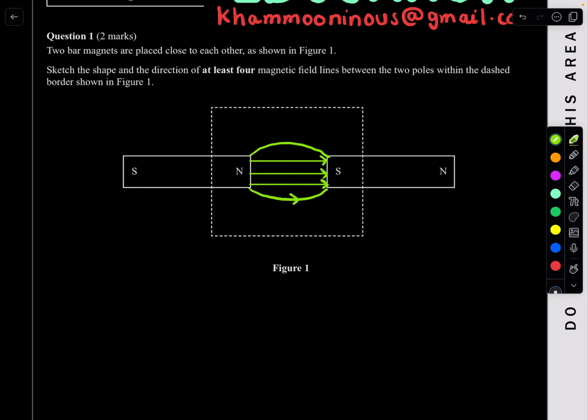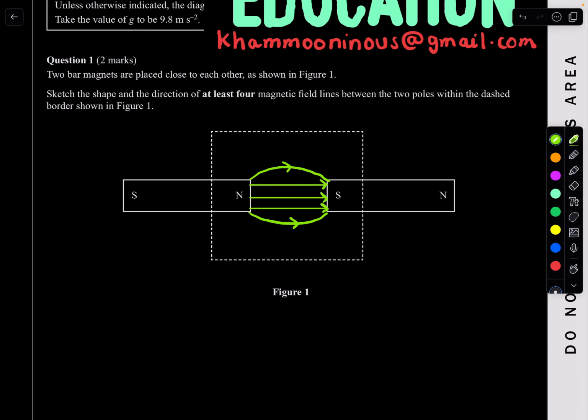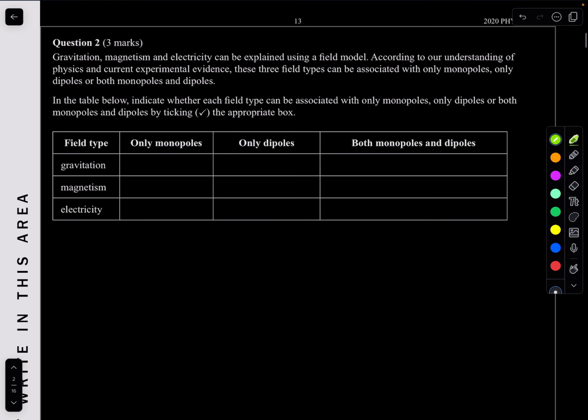And still always the same, always from north. The field lines are always coming from the north pole to the south pole. And that's it. That's what you just do for this question. Nice and easy. 2 marks, wow.